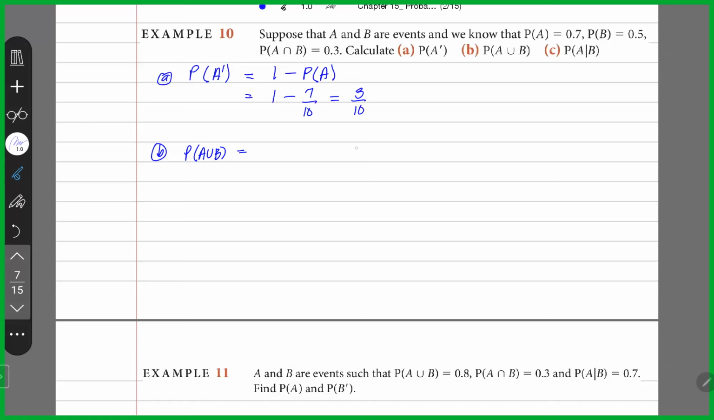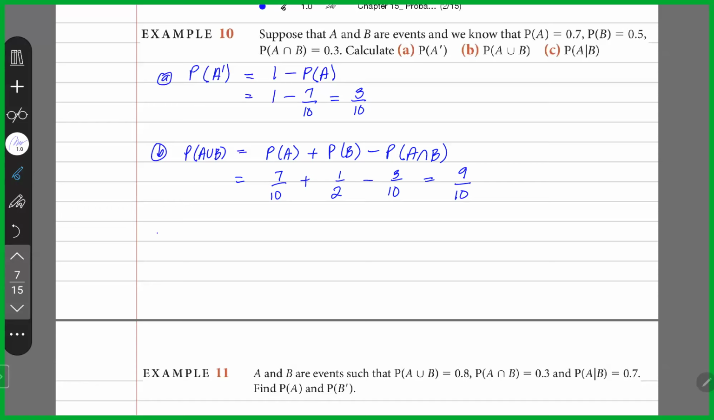Good. Probability of A union B is equal to the probability of A plus the probability of B minus the probability of A intersect B. Do we have everybody up so? This is 7/10 plus 1/2 minus 3/10. So this looks like 12/10 minus 3/10. Did they all get 9/10?